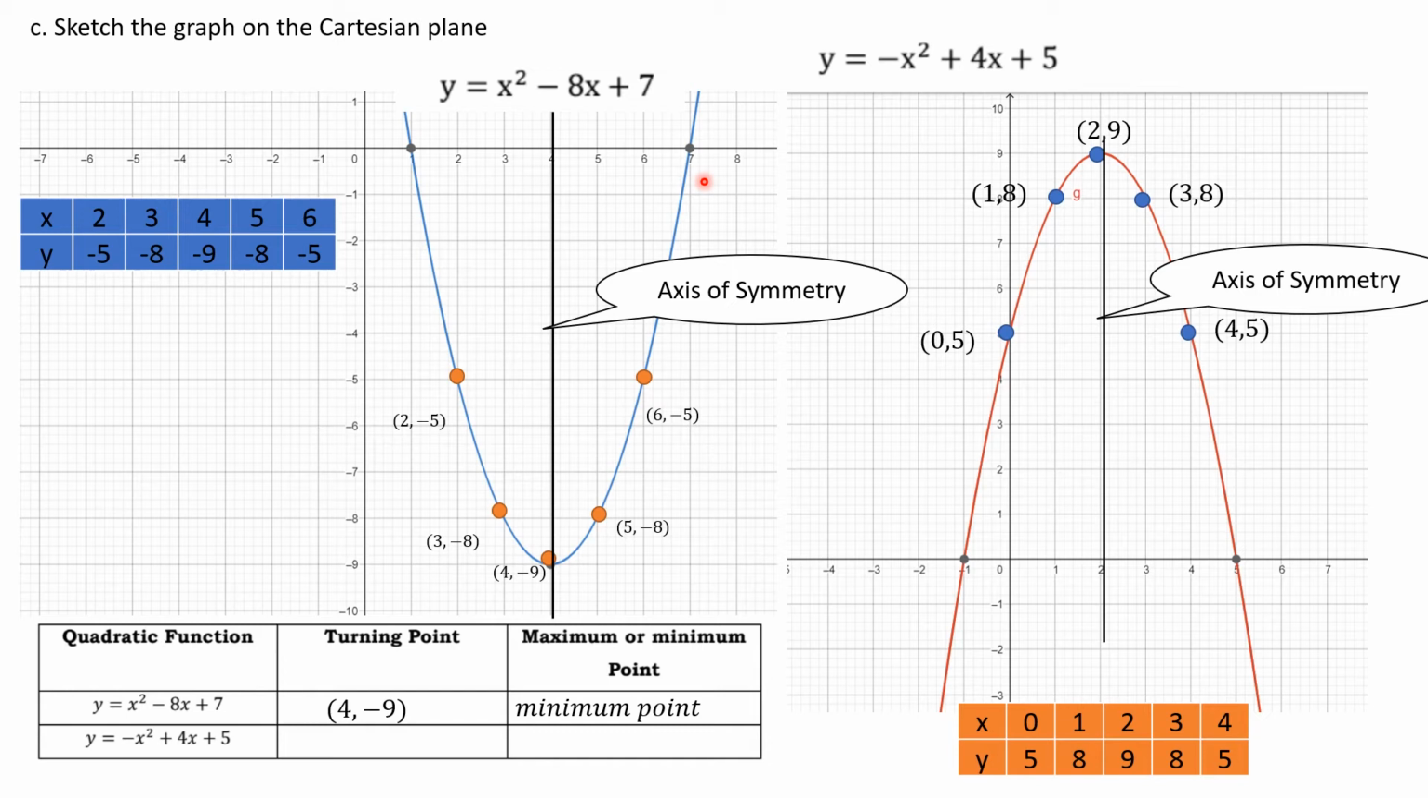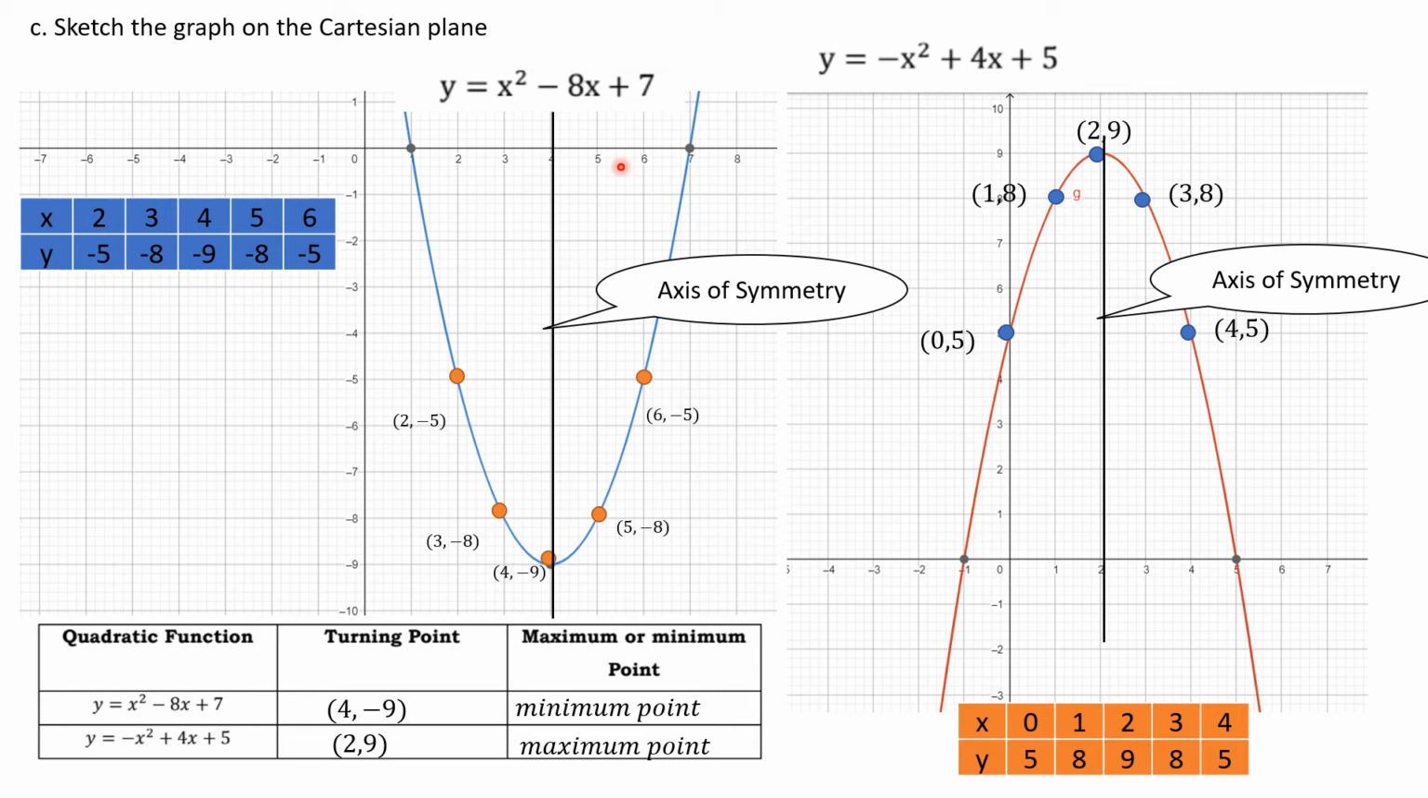So, saan po ang turning point ng ating number 2 equation? Turning point, ito po ang kanyang turning point, 2 and 9. And also, ang point po niya, is it minimum or is it maximum? Nasa taas po siya. So, ibig sabihin po, maximum points.